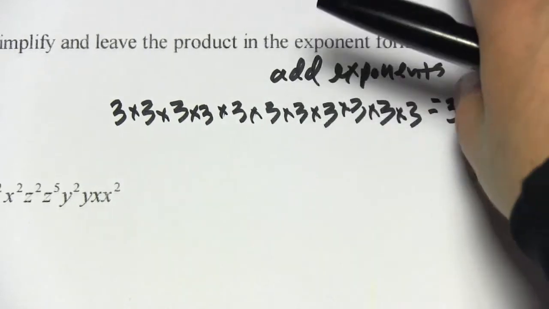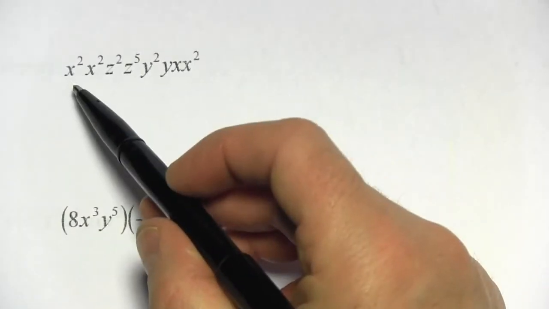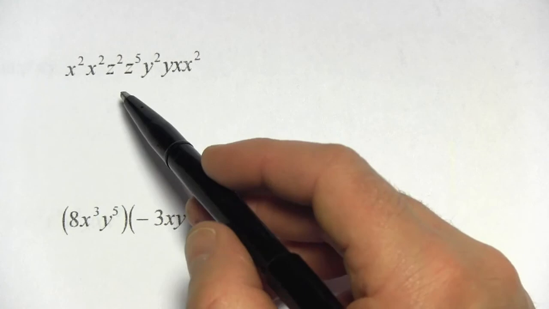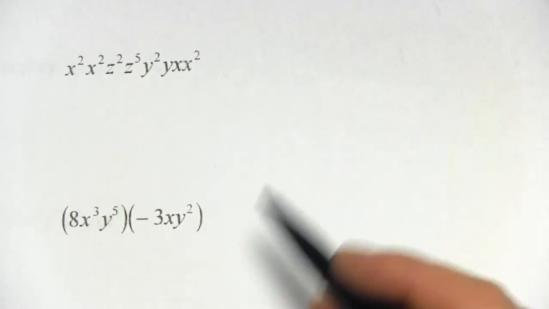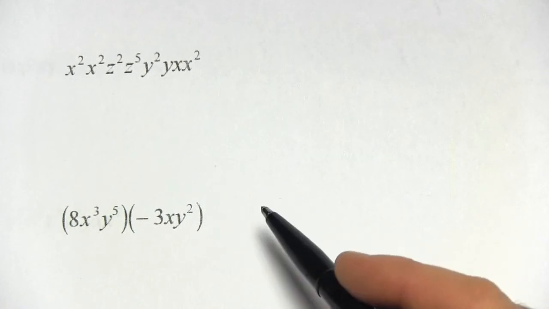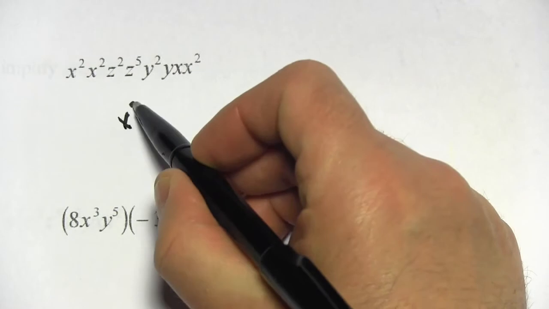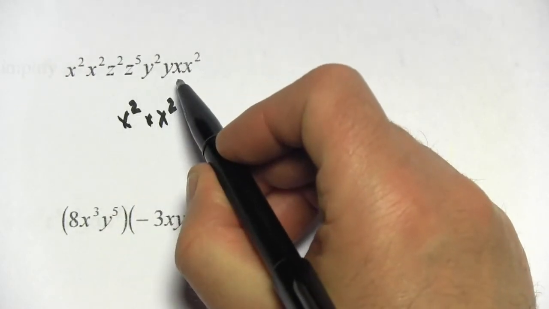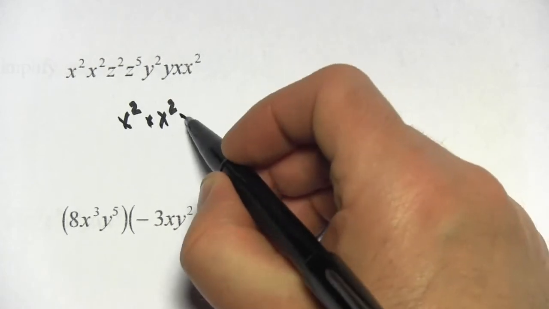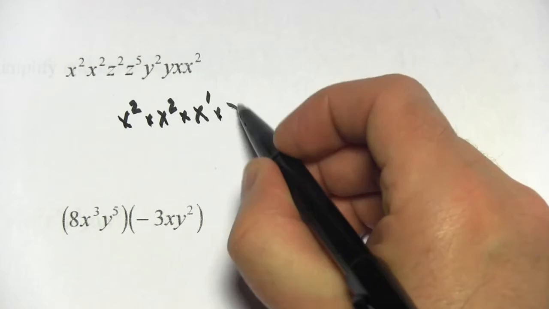So let's see how that works with some algebraic expressions. So here we have x squared times z squared times z to the 5th times y squared times y times x squared. What we want to do is take this a letter at a time. So let's just pull out all the x's. So x squared times x squared. And there's an x just by itself. You can think of that as x to the 1st. So times x to the 1st, and then times another x squared.